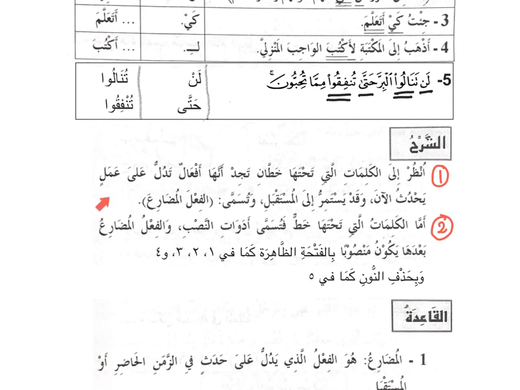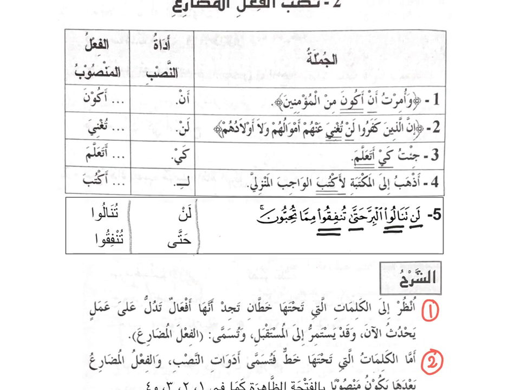تدل على عمل, pointing to an action, يحدث الآن, which is taking place right now, وقد يستمر إلى المستقبل, and they may continue until the future. وتسمى, and they are called الفعل المضارع. And here they just want to let us know that all the fi'l that have 2 lines in the examples, مثل أكون, تغني, أتعلم, أكتب, تنال, and تنفق, are all fi'l مضارع.